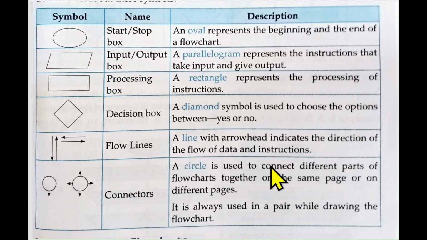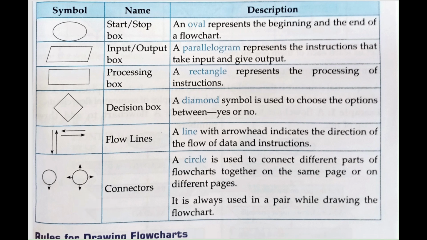Next one is connectors. A circle is used to connect different parts of flowcharts together on the same page or on different pages. If your flowchart is a little bit lengthy, you can use these connectors to connect the different flowcharts on the same page and on a different page also. It is always used in pairs while drawing the flowchart. If you have used one at the end, you will use it at the start of the next flowchart also.